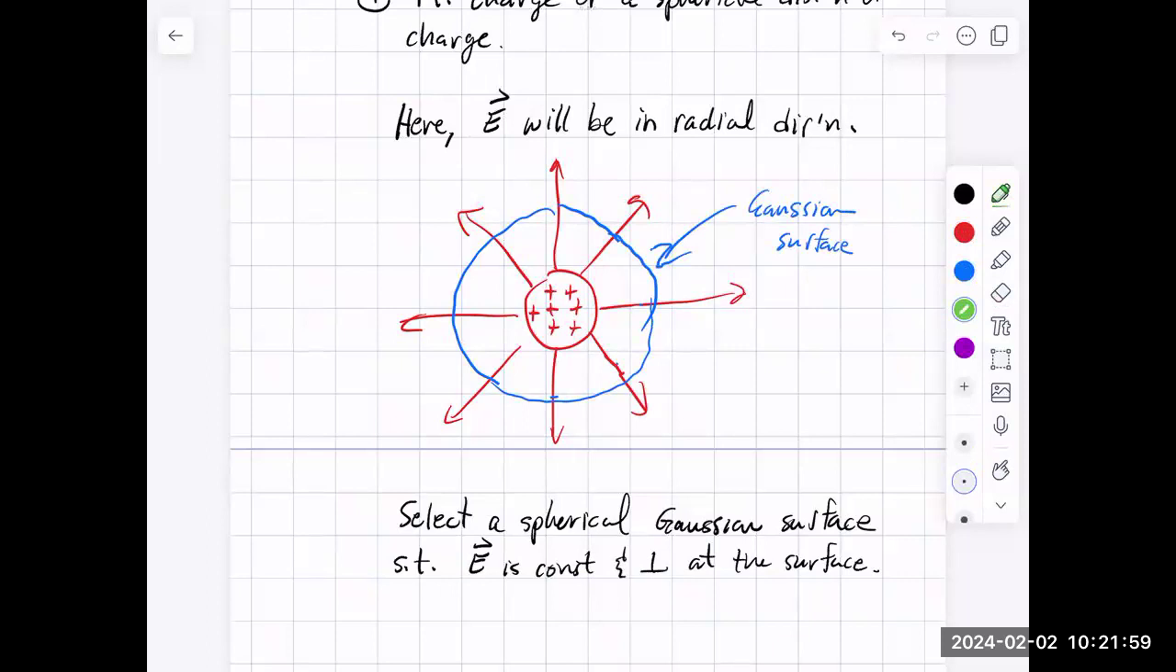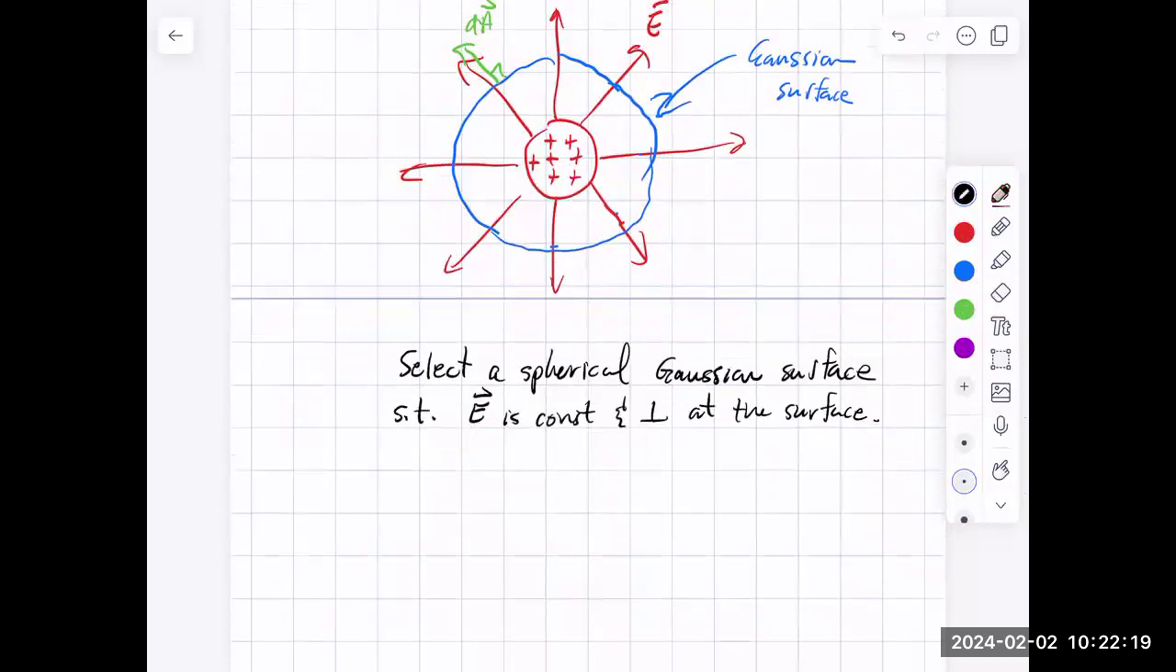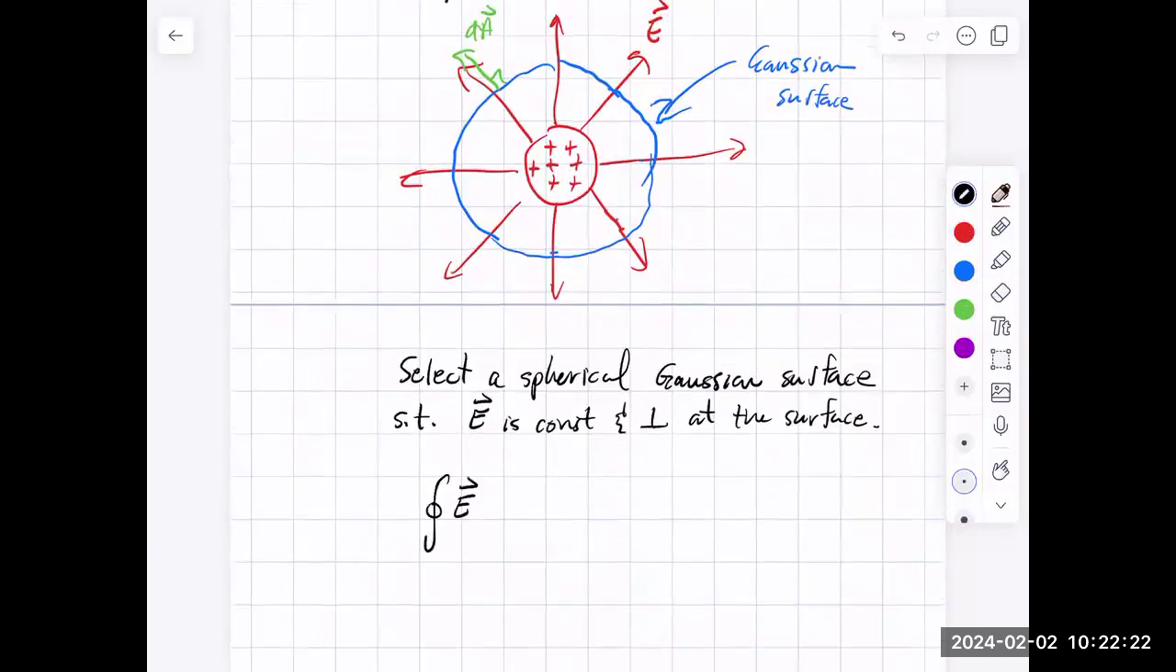So if I was to choose my dA vectors, remember, they're always going to be perpendicular to the surface and they're going to point outwards. And so no matter where I am on that blue spherical surface, the dA and the electric field E will always be parallel. And if I was to evaluate something like this integral, I would say, okay, E and dA are parallel, the dot product goes away. I won't write down all of the little details because we've done this already.